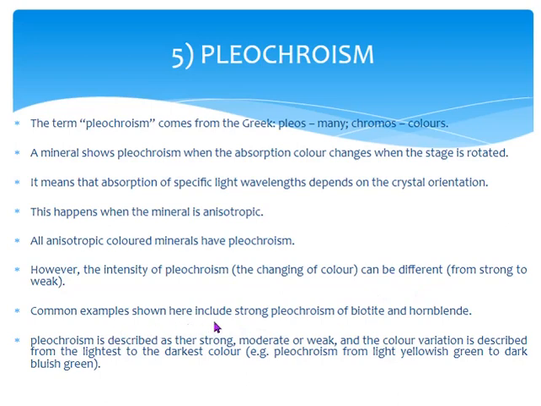Common examples shown here include strong pleochroism of biotite and hornblende. Pleochroism is described as strong, moderate or weak, and the color variation is described from the lightest to darkest color, for example, pleochroism from light yellowish green to dark bluish green. So pleochroism means variation of color.